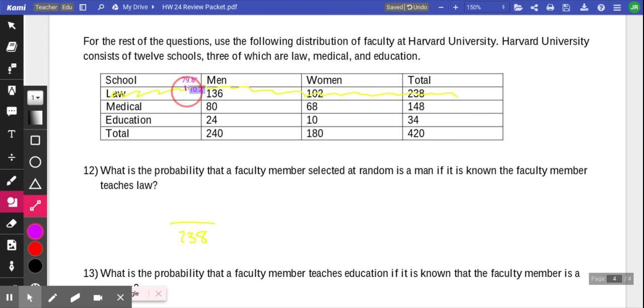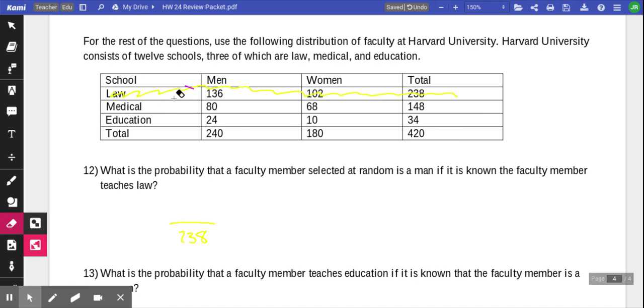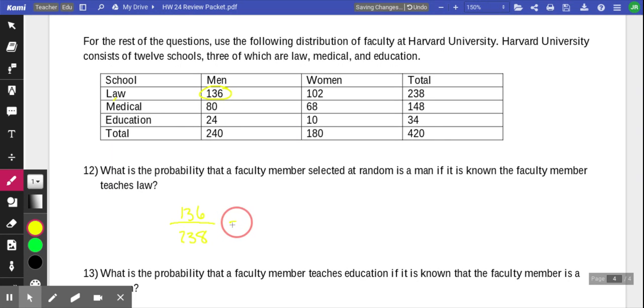That numerator is going to then be, what's the probability that the faculty member selected is a man? So if we're in this first line only, how many men are there that teach law? That's going to be 136. So then you would use a calculator and take 136 divided by 238, which would get you to 4/7.